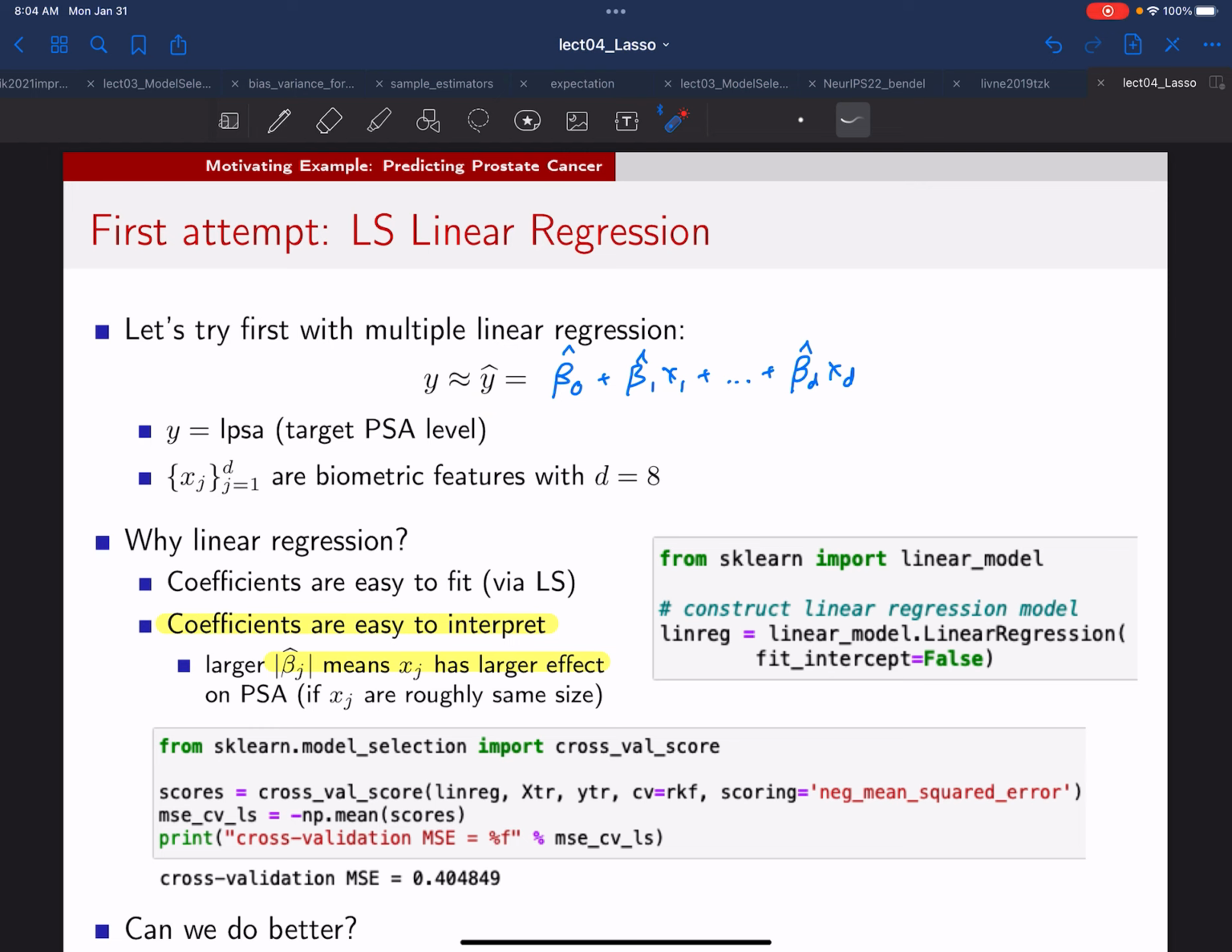That only would be true if the features are roughly the same size. Like if one of these features was tiny, then you might need a very large beta just to counteract the fact that it's tiny. And so that very large beta might not be so important. It's just trying to counteract the fact that the feature is tiny. So this statement about the larger beta meaning xj is more important would hold true if the features are roughly the same size. And we're going to talk about that in just a few slides some more.